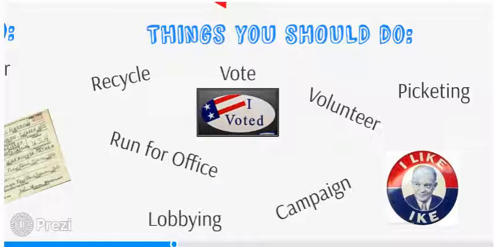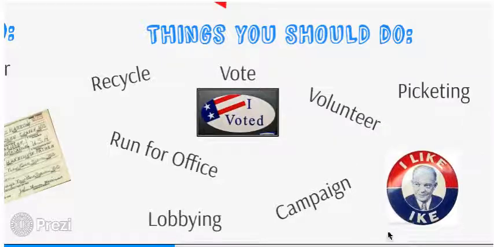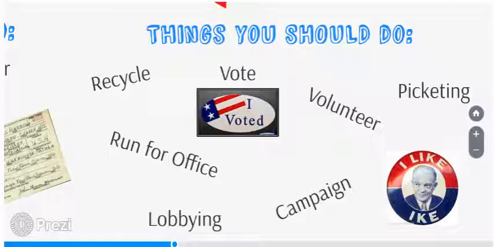You should volunteer, spend your time doing something that is not for your own pleasure. Campaign if you want to. If you find somebody that you like, I like Ike, which is a button for Ike Eisenhower, one of our former presidents. Picketing. Go protest something if you want to, but do it peacefully. All right? Lobby for something.